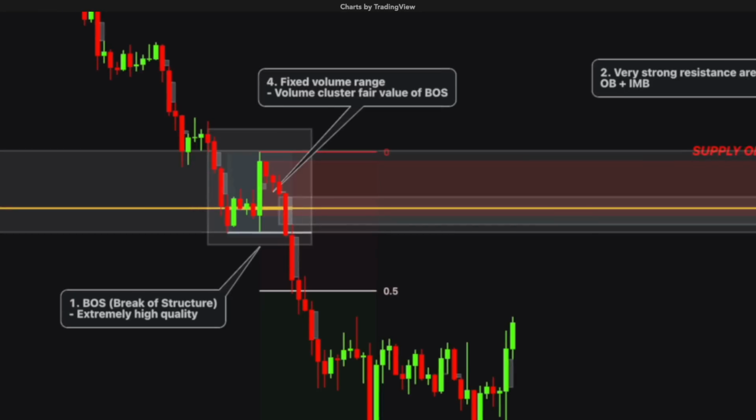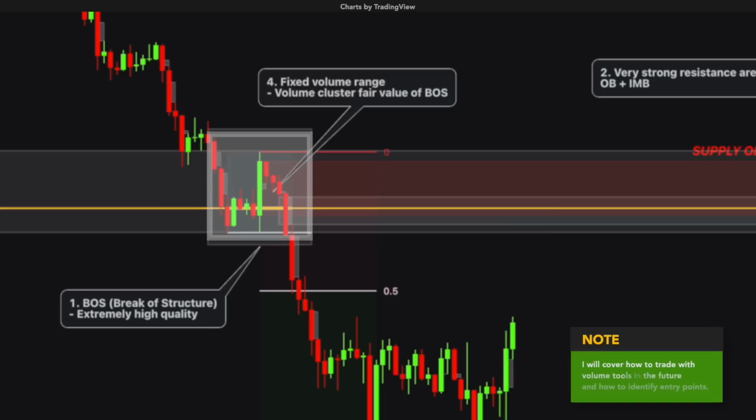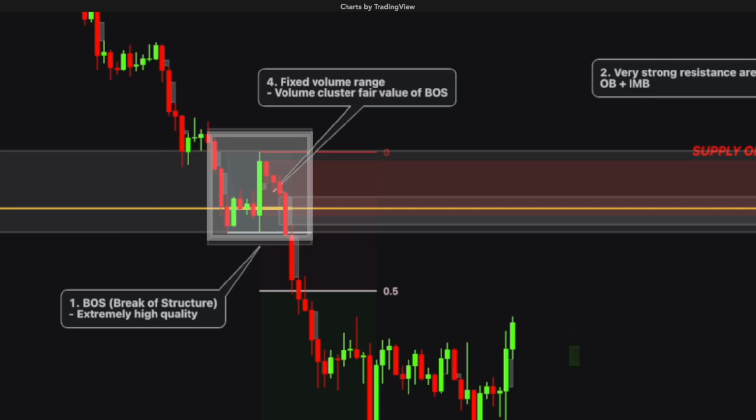Now, this is a little trick that I use. Generally, you'll notice candlestick clusters inside the market structure breaks and breaks of structure. You can use the fixed range volume tool to identify the fair value of these clusters. I sometimes enter a trade with a fixed range volume tool. I'll do a whole other video about volume trading in the future.